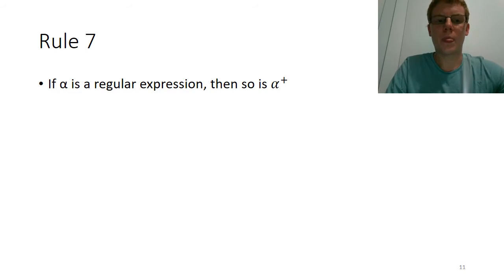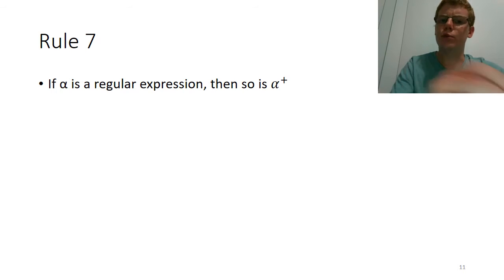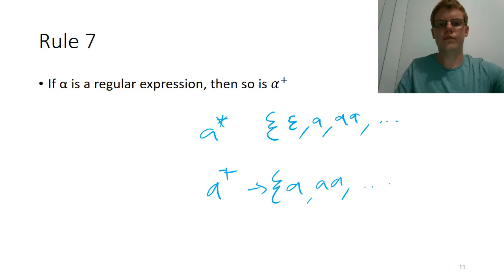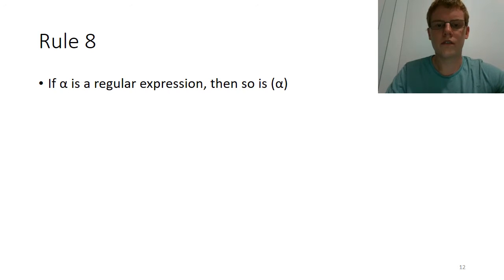Alright, we're almost there. Rule 7. If we have a regular expression alpha, then alpha Kleene plus is also a regular expression. And this is pretty simple given our previous rule, because the only difference with this one is we don't include the empty string. So before, where we ended up with a set of strings that included the empty string and any number of A's of any length, when we have a Kleene plus, then we don't get the empty string. Nice and simple.